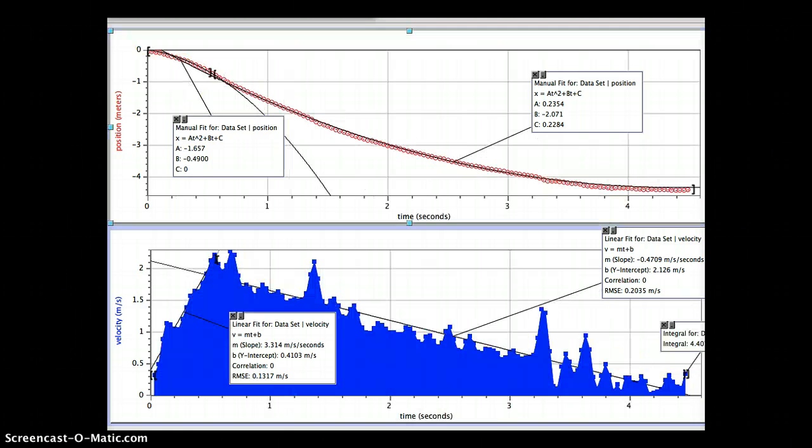Okay, so to find the total displacement of my speed car, I took the integral of velocity, and I got 4.407, which should be in meters. Oh yeah, seconds times meters per second, the seconds would cancel out. So 4.407 meters, which looks about right because if we take this position graph, this looks to be about 4.4. So the total displacement was 4.4 meters.